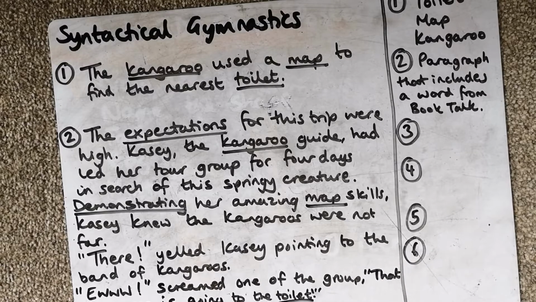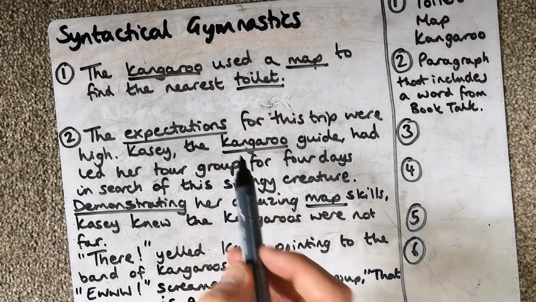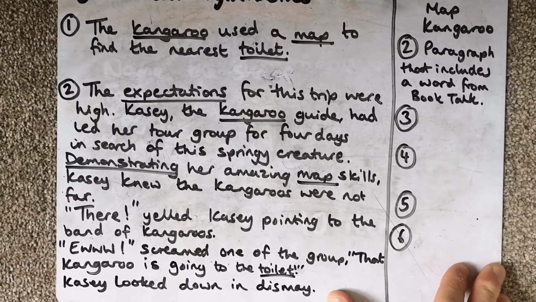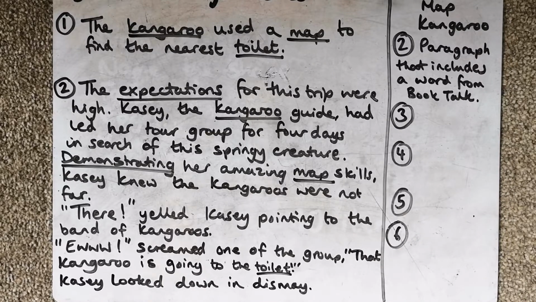And so there's toilet. It says my 3 words: kangaroo, map, and toilet. And 2 words from the book that I've read that I was impressed with were expectation and demonstrating. So that's what you're going to do today. So you're going to do 6 sentences for me.